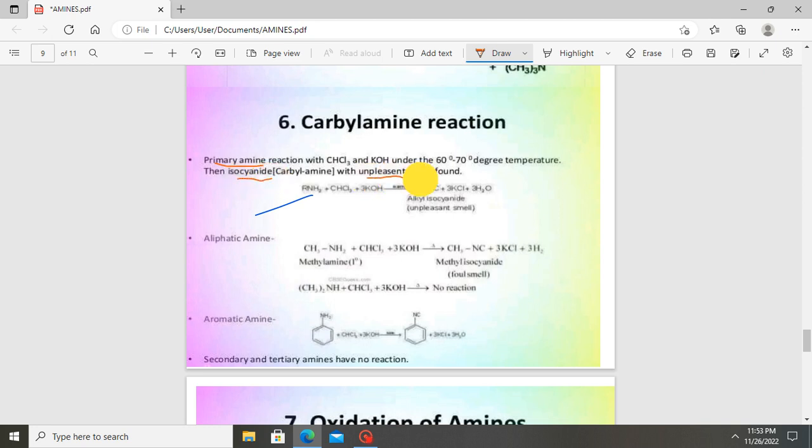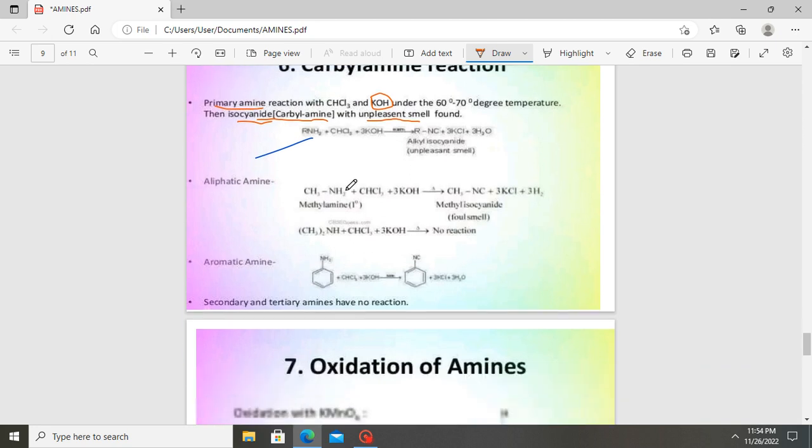So primary amines can be tested through a carbylamine reaction by heating with alcoholic potassium hydroxide in the presence of chloroform, and that gives an unpleasant smell because of the formation of the isocyanide, which is also called the carbylamine. So the isocyanide, or carbylamine, gives the unpleasant smell of primary amines when heated with alcoholic potassium hydroxide in chloroform. This is a chemical test of amine.